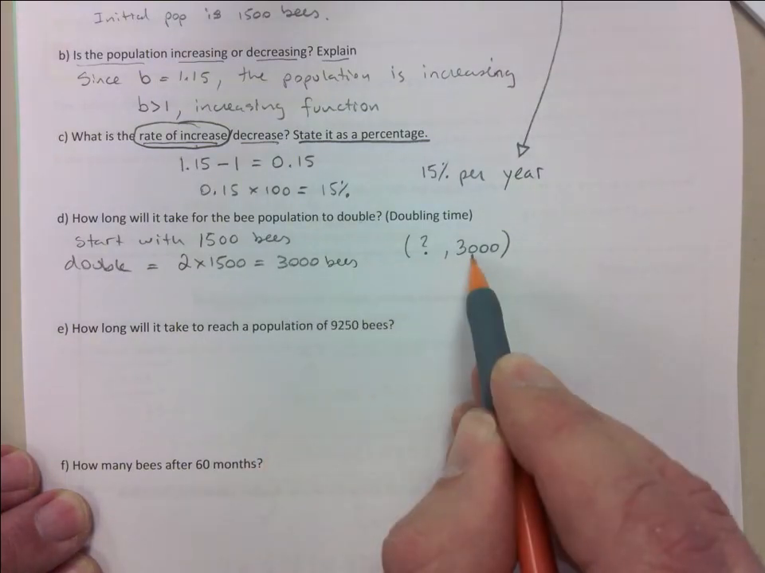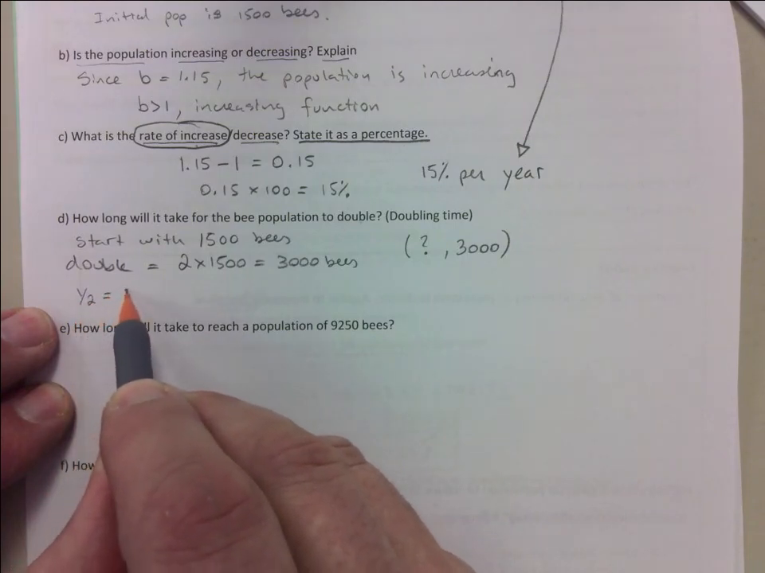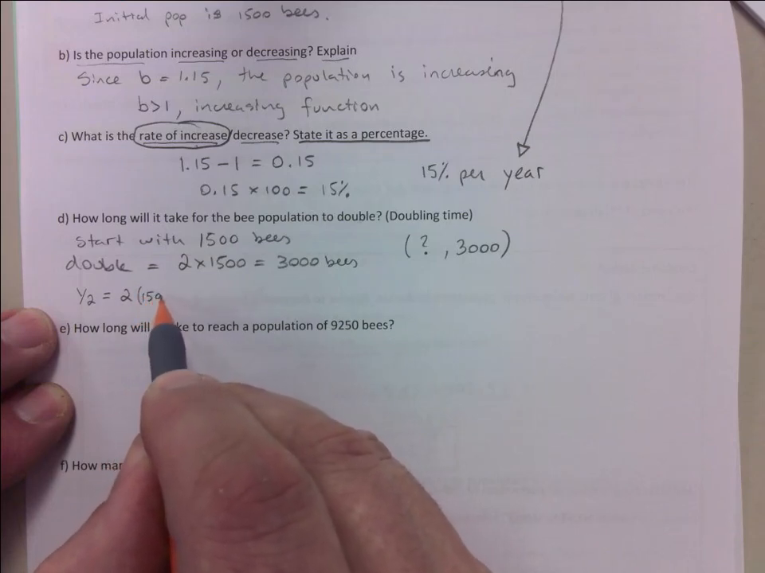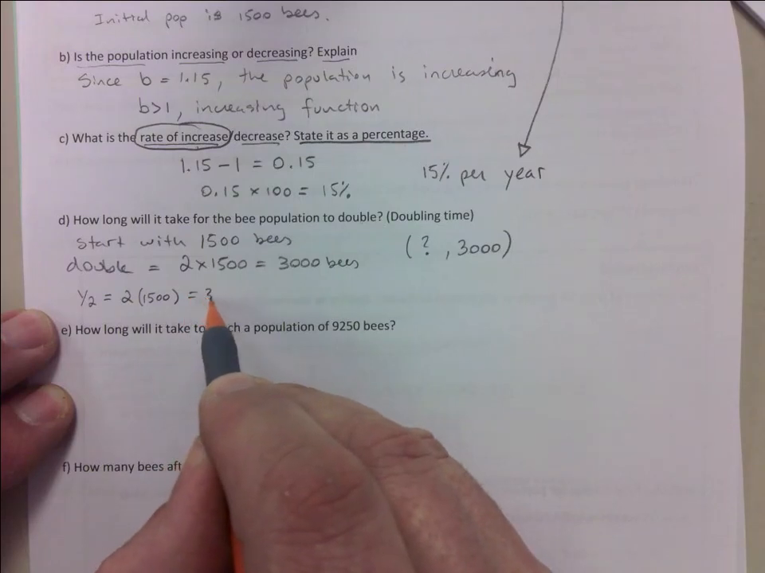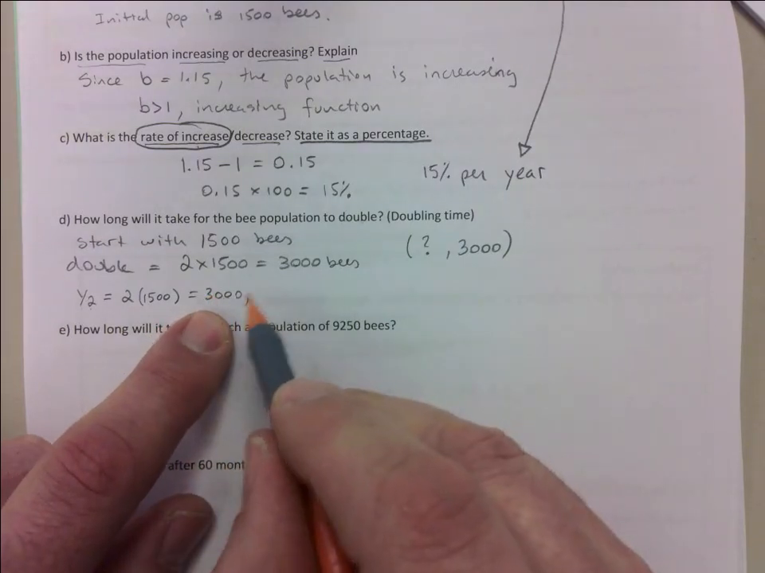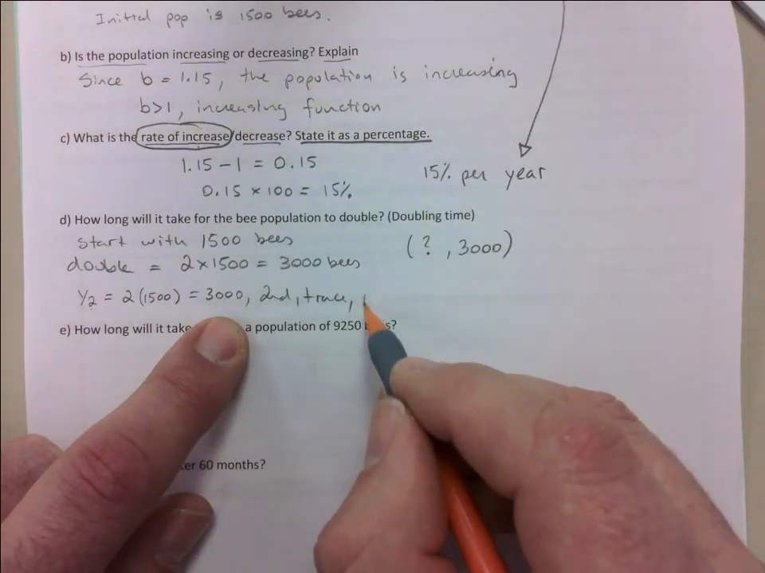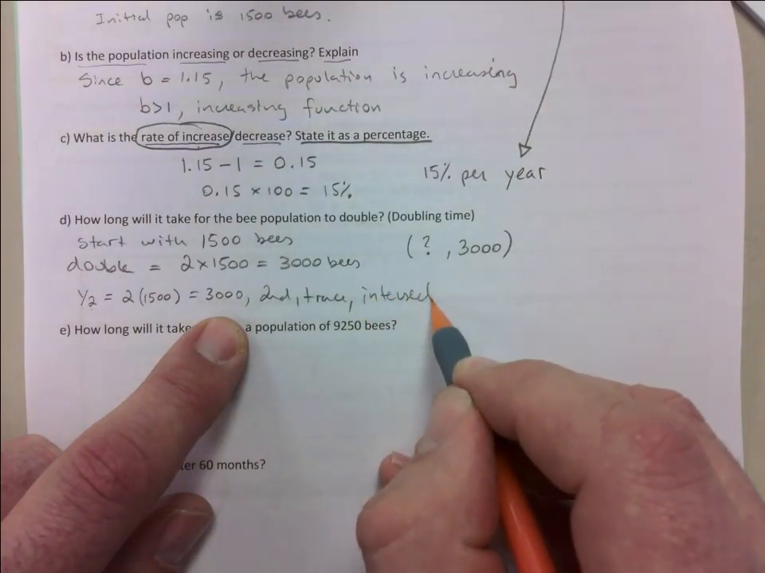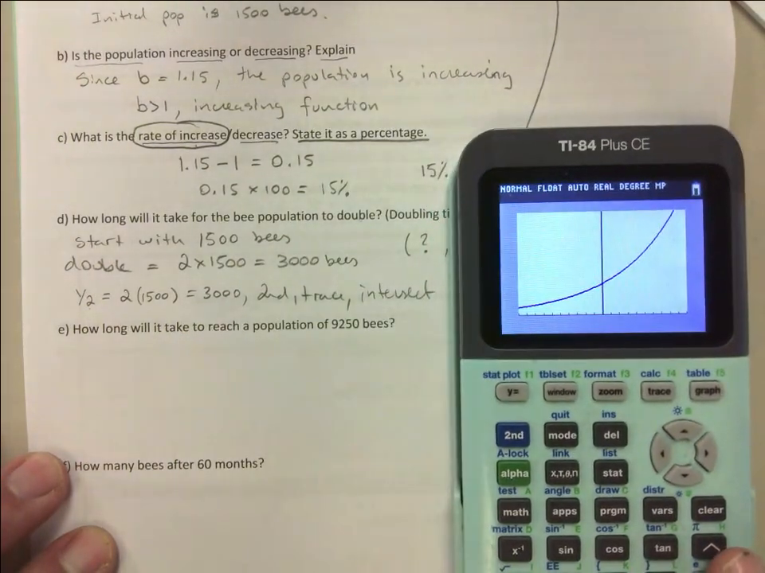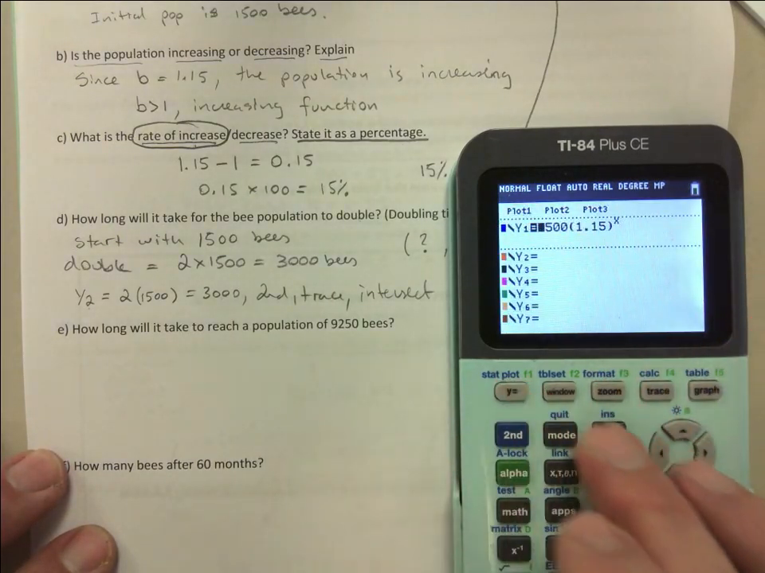Okay. So this is how I'm going to show my work. Y2 is 2 times 1,500, which is 3,000. I'm going to let Y2 equal 3,000. And then I will go ahead and find the time. So let's go to Y equals.